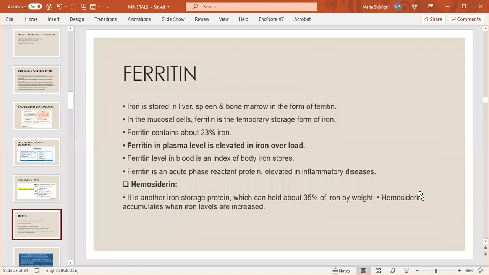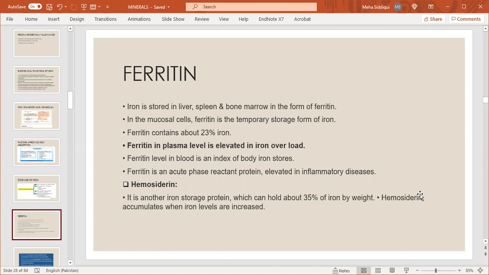Now, what is ferritin? Iron is stored in liver, spleen, and bone marrow in the form of ferritin. In the mucosal cells, ferritin is the temporary storage form of iron. Ferritin contains about 23% iron. Ferritin in plasma level is elevated in iron overload. Ferritin level in blood is an index of body iron stores. It is an acute phase reactant protein elevated in inflammatory diseases.